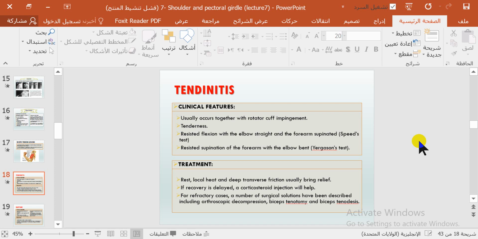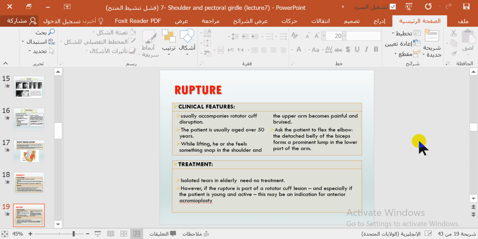Treatment: rest, local heat, and deep transverse frictions usually bring relief. If recovery is delayed, corticosteroid injection with local anesthetic. For refractory cases, a number of surgical solutions have been described, including arthroscopic decompression, biceps tenotomy, and biceps tenodesis. We suture the long head to the short head, and that's all.